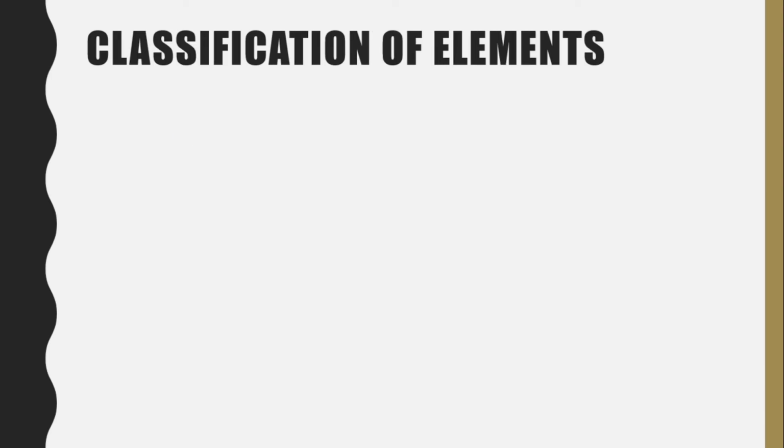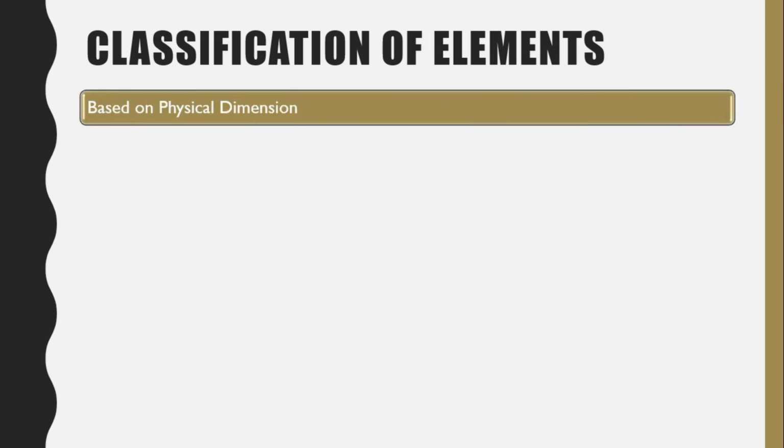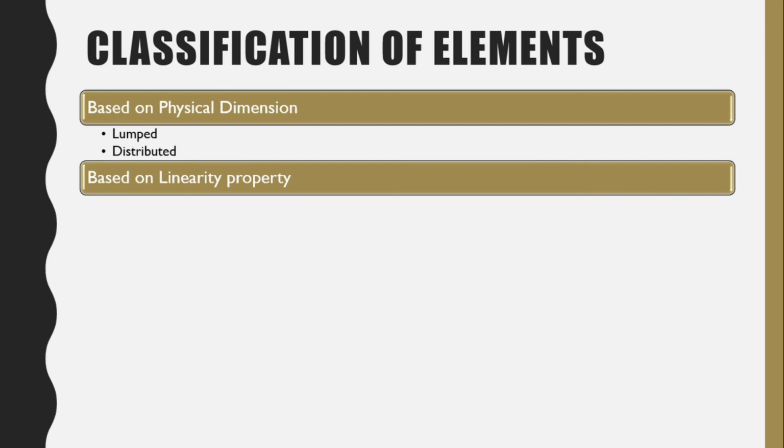Let us classify the elements. Elements can be classified based on a variety of things which you observe according to their behavior. So the first thing is based on the physical dimension. Based on physical dimension, elements can be classified into two main categories, that is lumped and distributed. Next, it is categorized based on linearity property. It is either linear or non-linear.